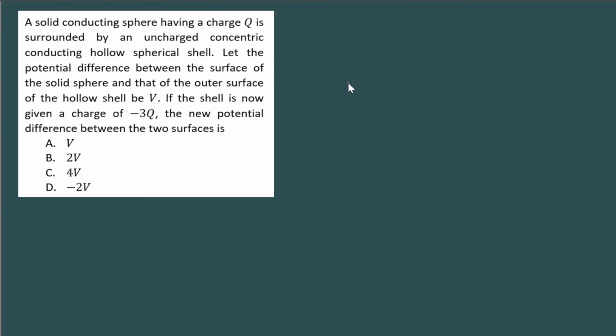Hello. In this problem, it is given that a solid conducting sphere having charge q is surrounded by a concentric conducting shell. They say that the current potential difference between these two spheres is V, and they now charge the outer shell with new charge minus 3q, and they're asking what will be the new potential difference.